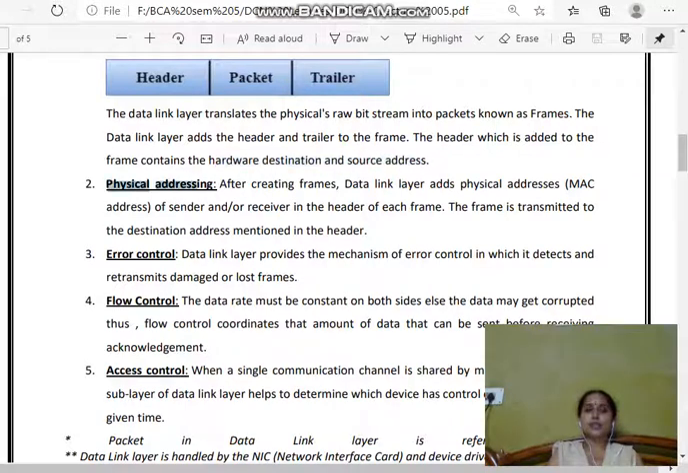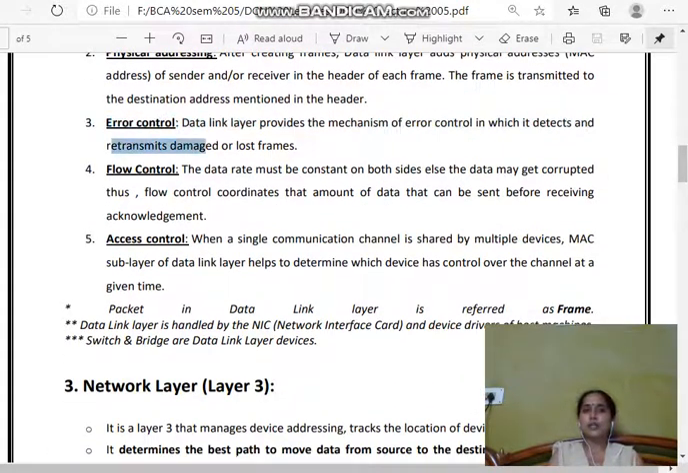The second function of the DLL is physical addressing. After creating frames, the data link layer adds physical addresses, which we have already discussed, the MAC address of sender and receiver, in the header of each frame. The frame is transmitted to the destination address mentioned in the header. The third function is error control. The DLL provides a mechanism of error control in which it detects and retransmits the damaged or lost frames.